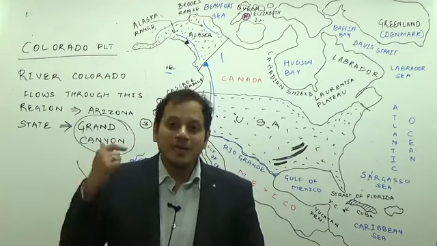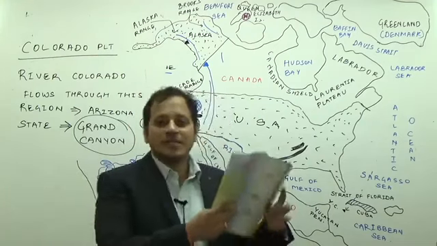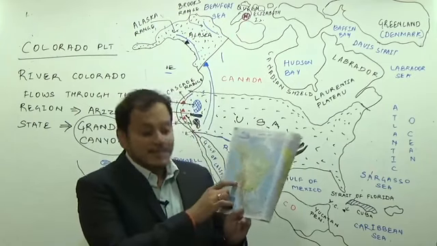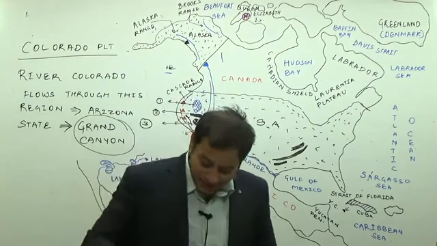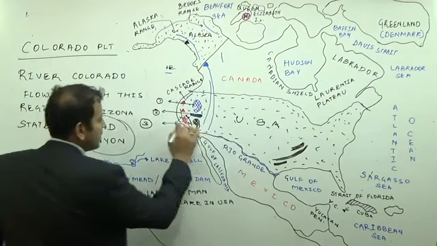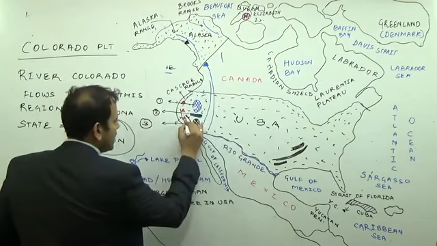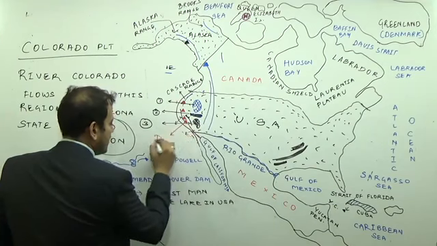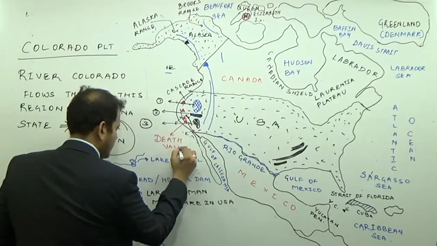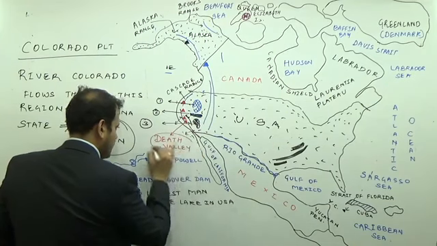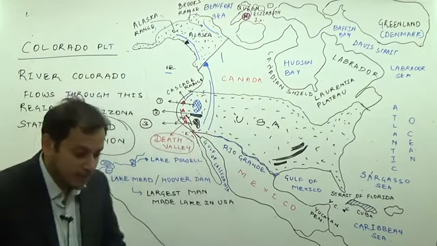I want to ask you, where is the Death Valley located? Can you locate it in the atlas? Yes, just near the Sierra Nevada, you see the Death Valley, that is the deepest point in USA. The Death Valley is located here.